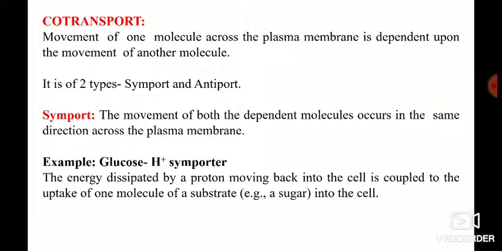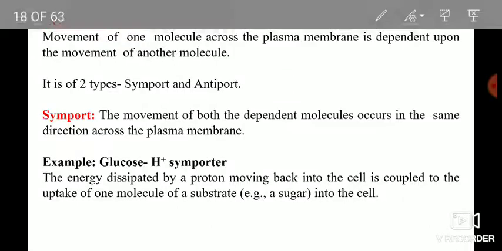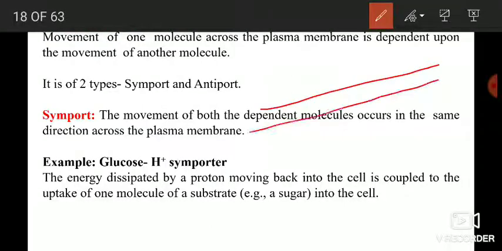Now, cotransport or coport. In this type of transport process, the movement of one molecule across the plasma membrane is dependent upon the movement of another molecule. So you can say this is the plasma membrane and this is the transporter protein. The movement of one molecule across the plasma membrane through this transporter is dependent upon the movement of another molecule which is also taking place through this transporter protein. Depending upon the direction of these two molecules which are moving through the same transporter, coport is of two types.